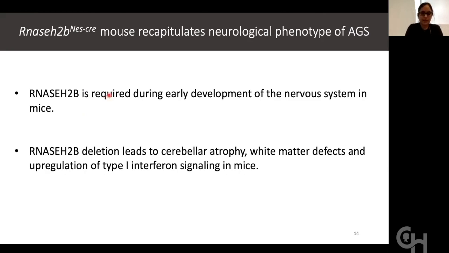We don't see DNA damage in mature neurons, and the phenotype is not worsened in mature mice. We also found that when you delete RNase H2 in the mouse brain, it results in loss of neural cells, which causes cerebral atrophy. We also noticed white matter defects and upregulation of type 1 interferon signaling in mice. So the RNase nestin Cre mouse recapitulates many aspects of AGS disease.